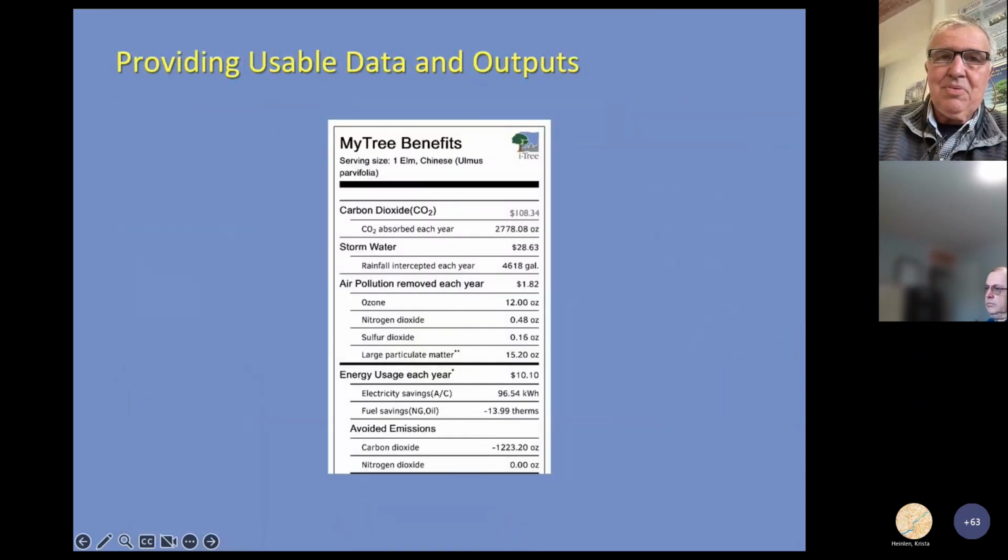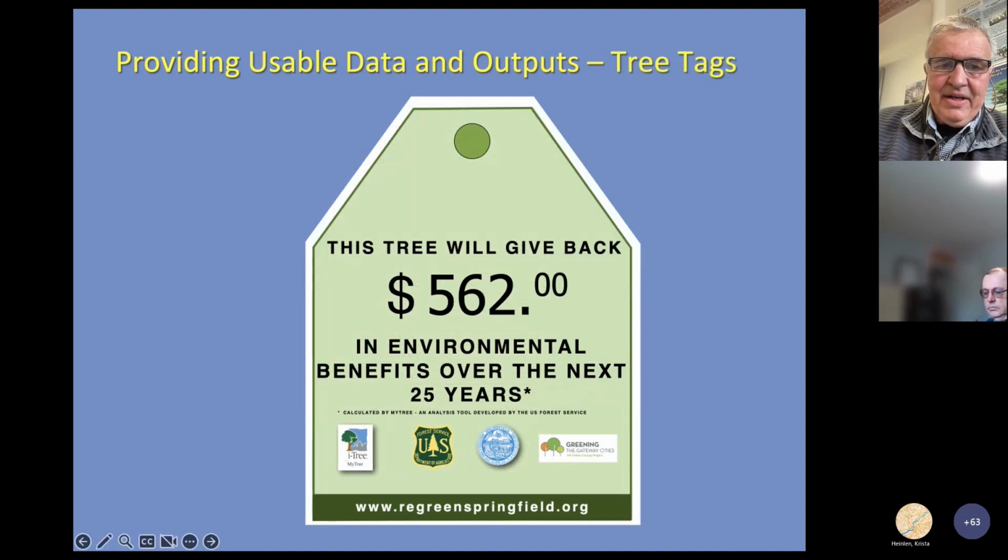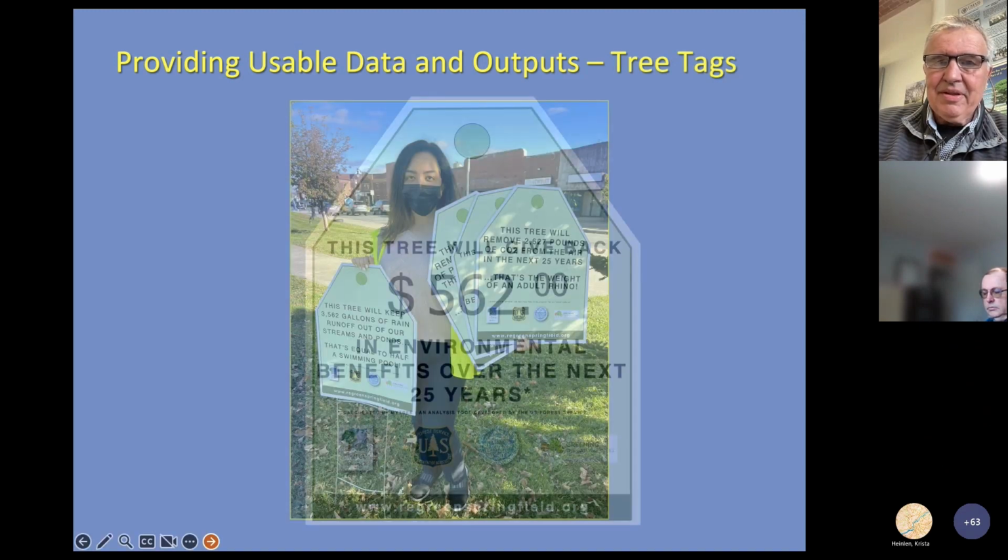So the last thing I'll just point out is a couple things. We know we can produce these tree benefits labels or tags that we can hang on trees. We can use them in our publications. We can share them with the public, and you can do these in a variety of ways. And I know we shared those with you as we went through.